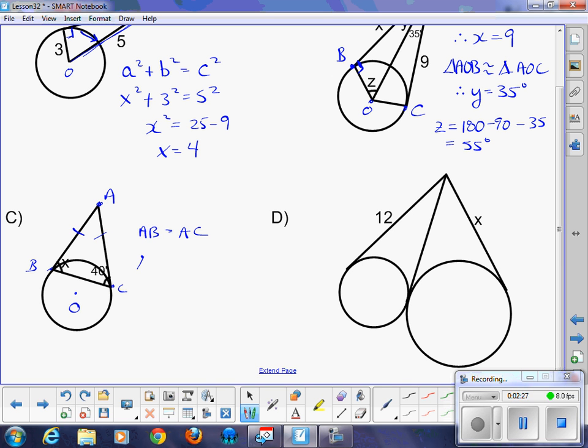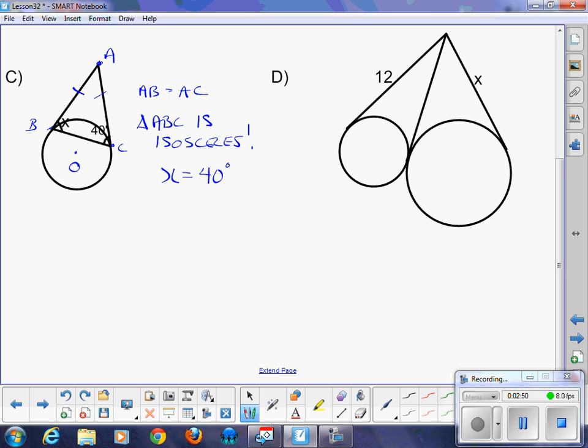Well, triangle ABC is isosceles. If it has two sides the same length, that means that the triangle is isosceles. If the triangle is isosceles, that means that the bottom angles will have equal magnitude. So they're both 40 degrees. There you go. On to D.